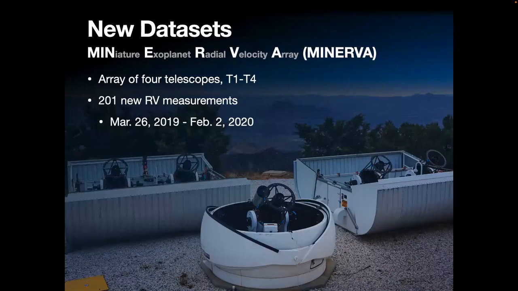So our first step was to go to Minerva, which is the miniature exoplanet radial velocity array that sits atop Mount Hopkins in Arizona. It's an array of 4 telescopes, where those back 4, 1, 2, 3, and 4, are from left to right. The front one is a separate telescope associated loosely with the Minerva collaboration. But these 4 telescopes all collect spectra independent of each other, and for fitting purposes are treated as different instruments too. We went there and collected 201 new radial velocity measurements between 2019 and 2020.